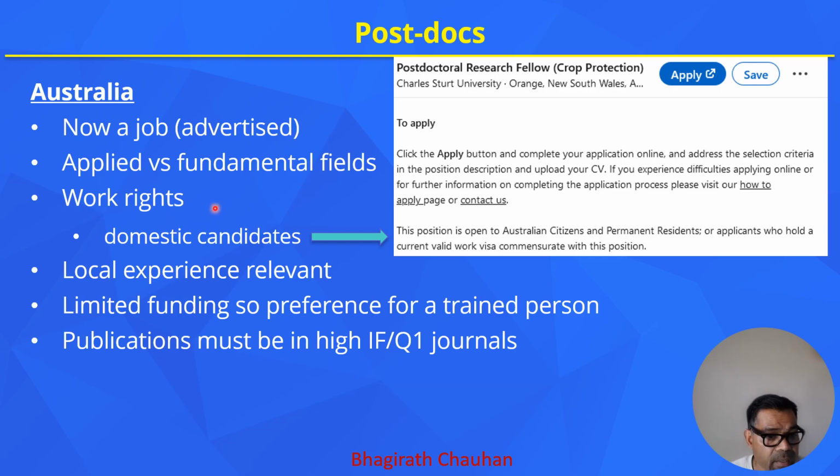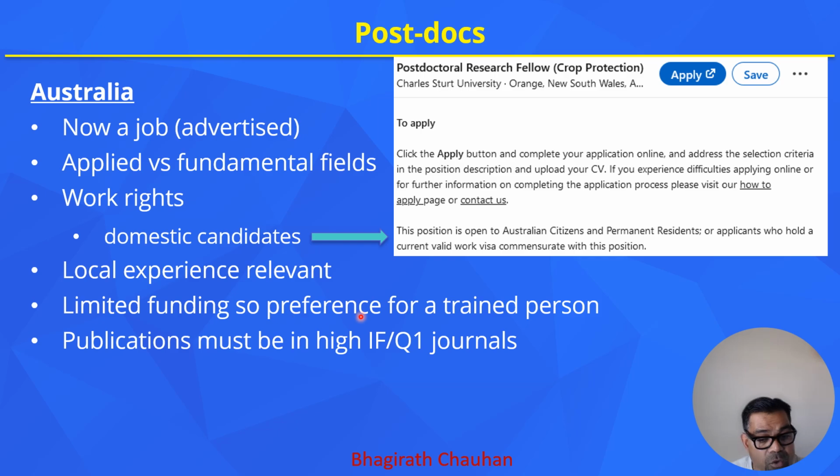In one of the previously advertised postdoc positions in iLab, I clearly mentioned that it's mainly for Australian citizens or permanent residents. Still, people applied, and there were about 83 applications from outside of Australia. So you need to check there. Why waste time where it's not really related? As I mentioned earlier, local experience is relevant in some of these, so it's very important to have a person who has this local experience.